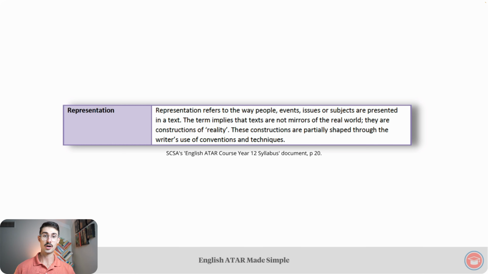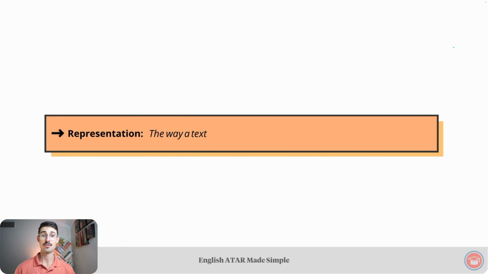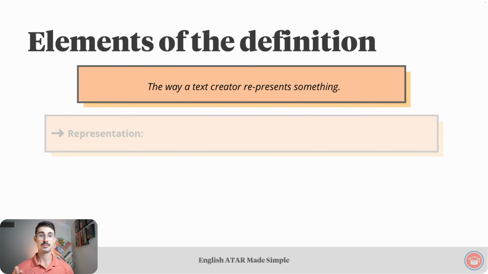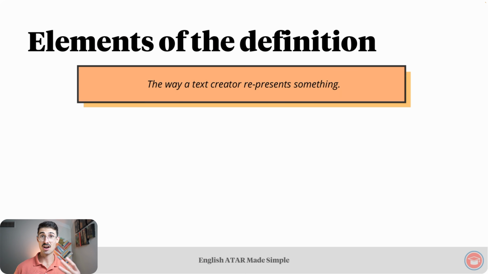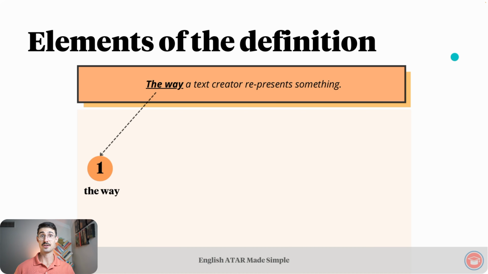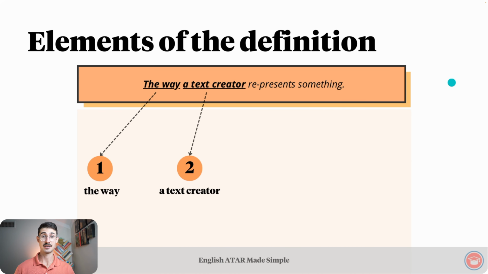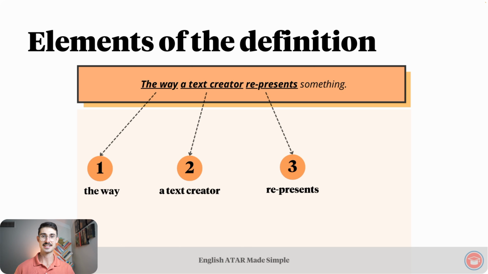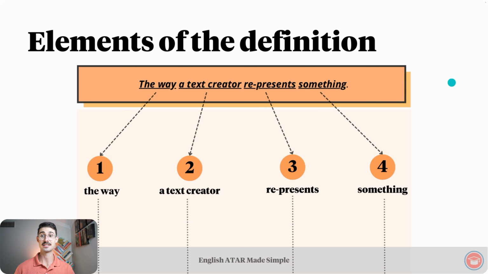We will return to one sentence of this definition shortly, but in the meantime, here is our overarching definition of representation. It is the way a text creator represents something. What are the elements of this definition? There are 4, and each element raises a question. Those 4 questions that we outlined in the lesson objectives. We'll be spending the majority of this lesson answering those questions. Our first element is the way. Our next element is a text creator. Next element is represent. And last element is something.